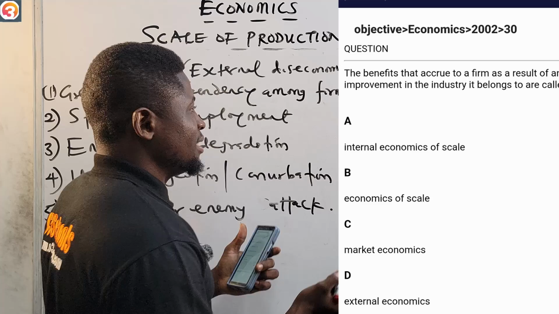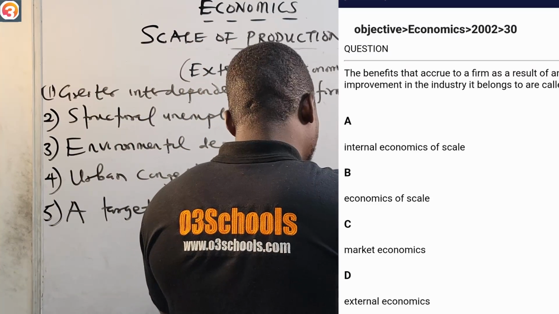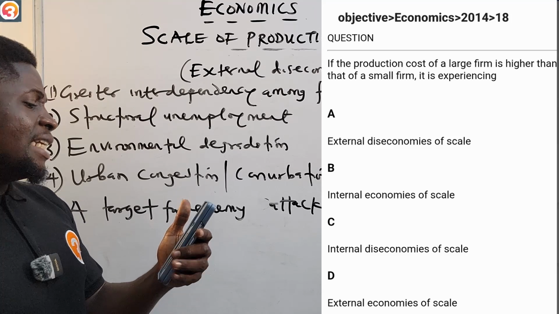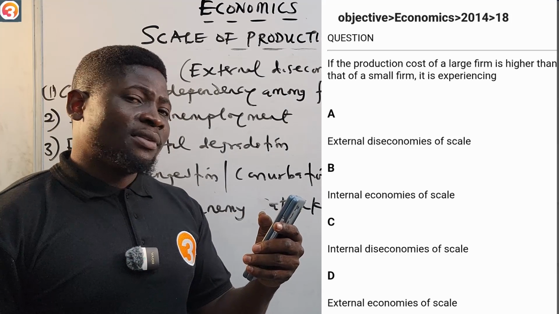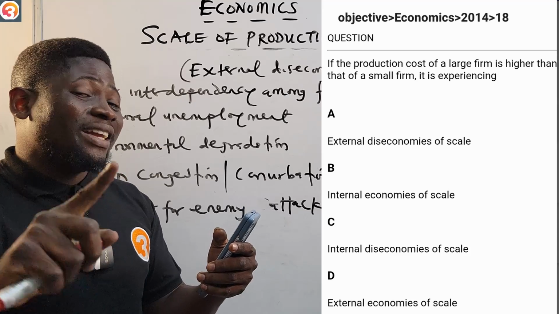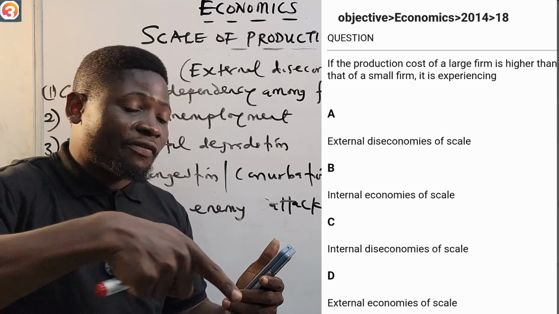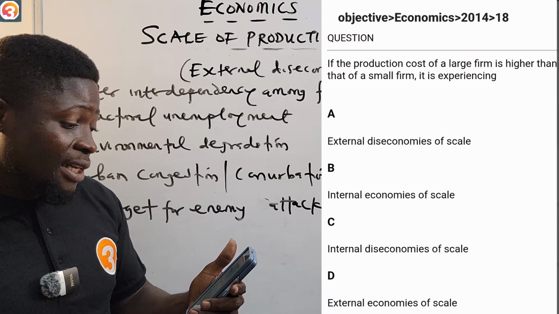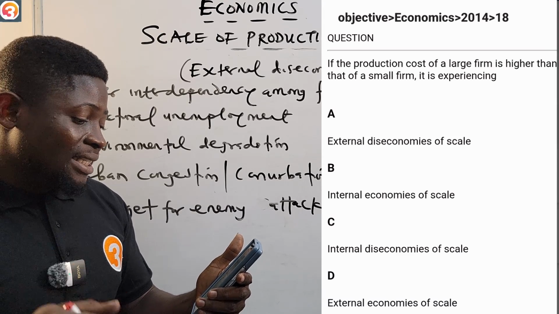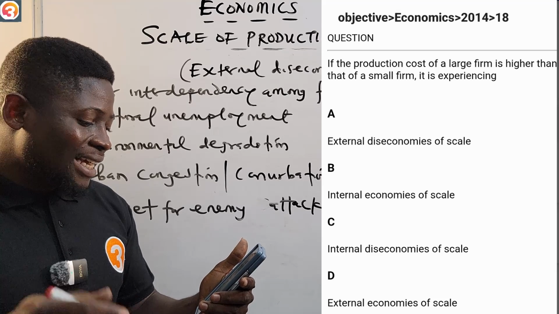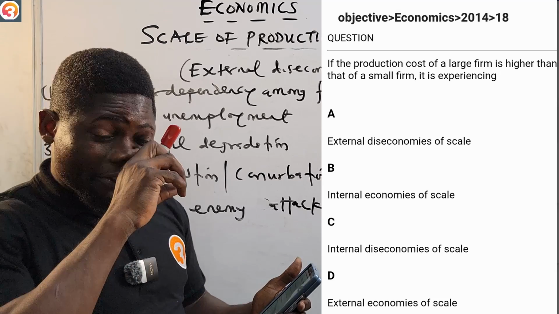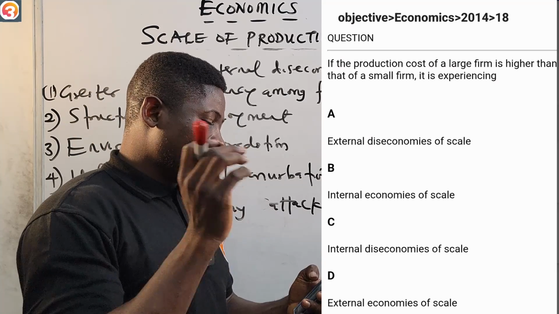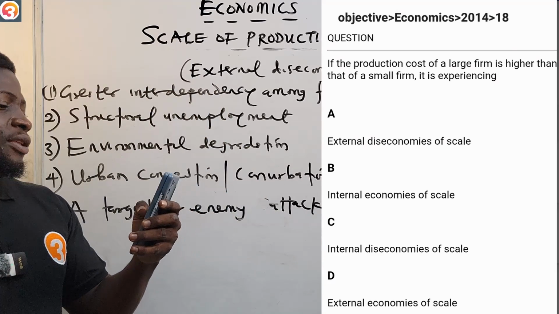So 2014, number 18, you see the way JAMB asks questions, but they will not go direct. Sometimes they go very direct, so you have to reason. It says that if the production cost of a large firm is higher than that of a small firm, then it is experiencing what? A says external diseconomies of scale, B says internal economies of scale, C says internal diseconomies of scales, D says external economies. I gave an example of it while I was talking about one of the economies of scale. So please put the correct option there.